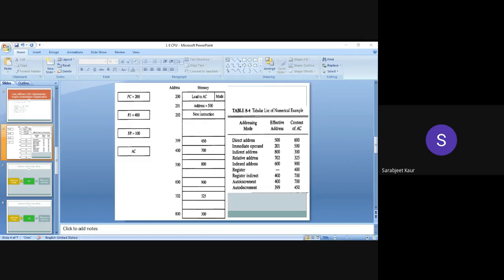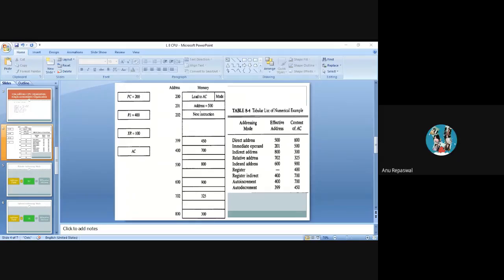So, in the direct addressing mode, the effective address is 500. And when I go to 500, I get 800, which is my operand, and which will be stored in the accumulator. Yes or no? Yes, ma'am.